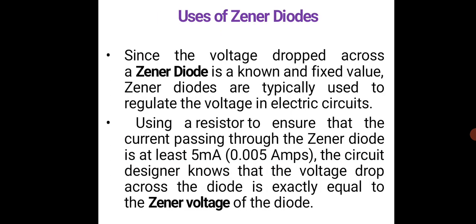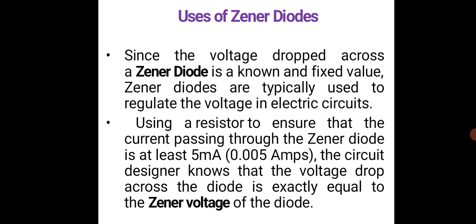And where do we really use this Zener diode? As the voltage dropped across the Zener diode is known, and it is a fixed value, they are typically used to regulate the voltage in electric circuits. That's why the Zener diode can be used as a voltage regulator.